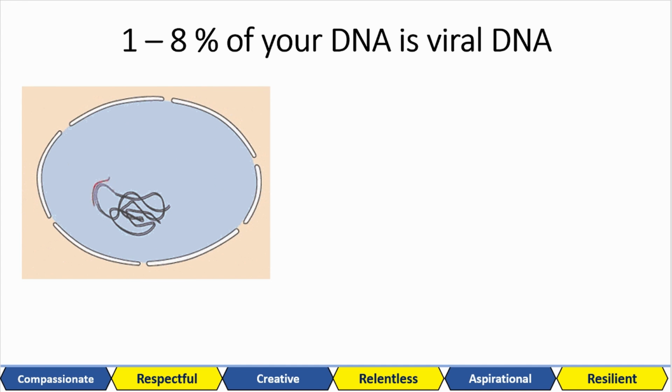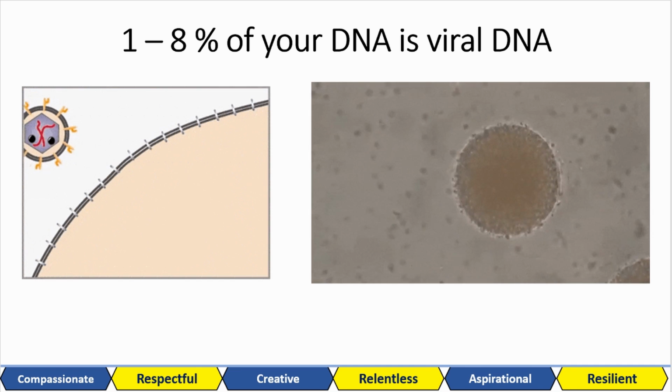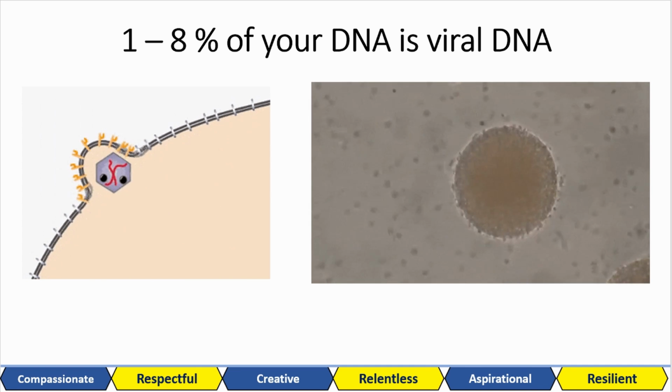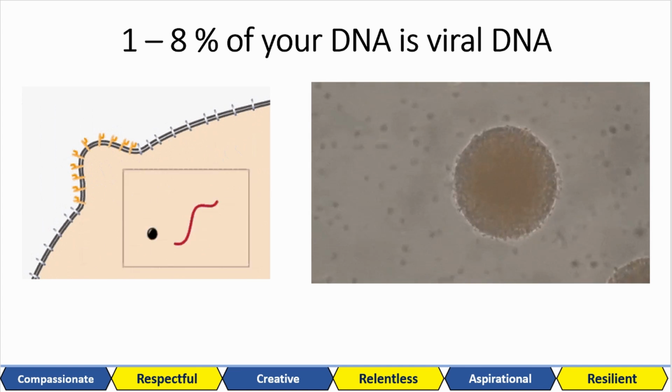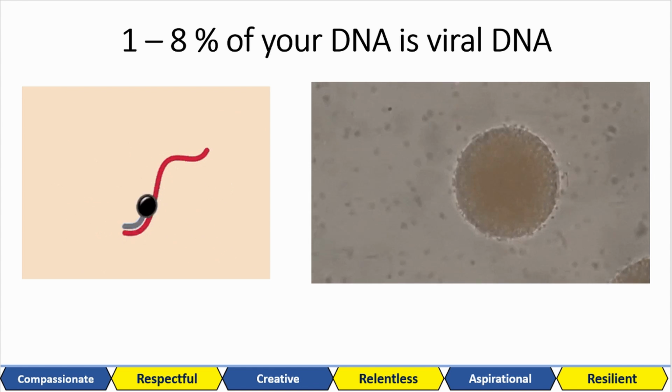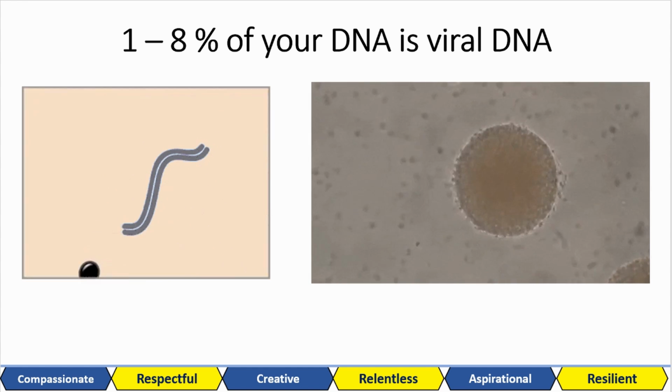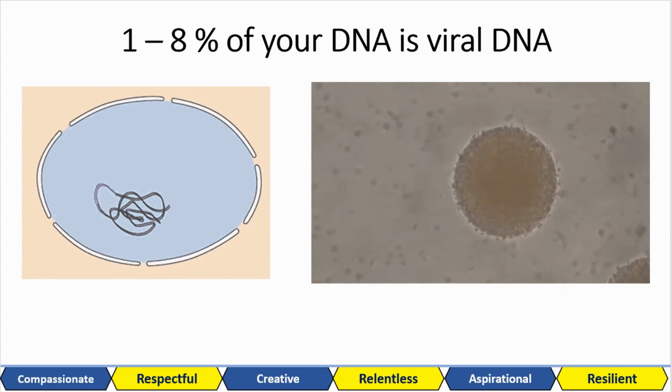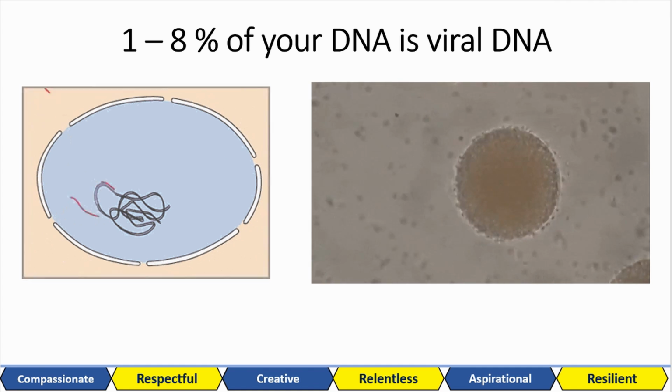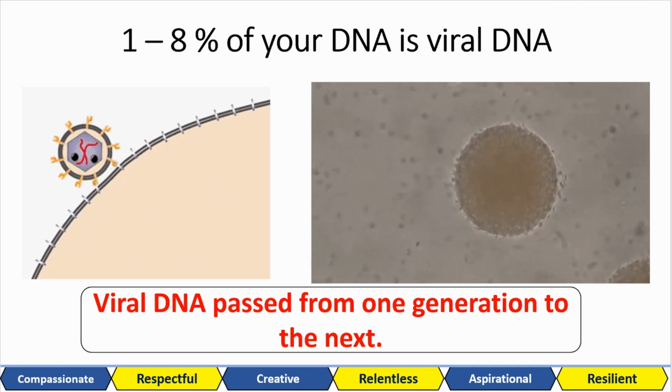And if this happens inside a sperm or egg cell, the viral gene will find itself in all of the cells in your body, and then that can be passed from one generation to another. It's actually a weird relationship if you think about it. The virus tried to kill you, tried to cause harm, but then it ends up being part of your family.